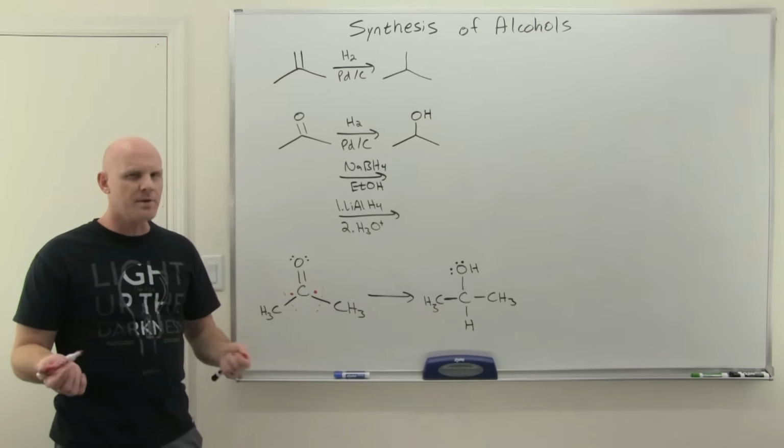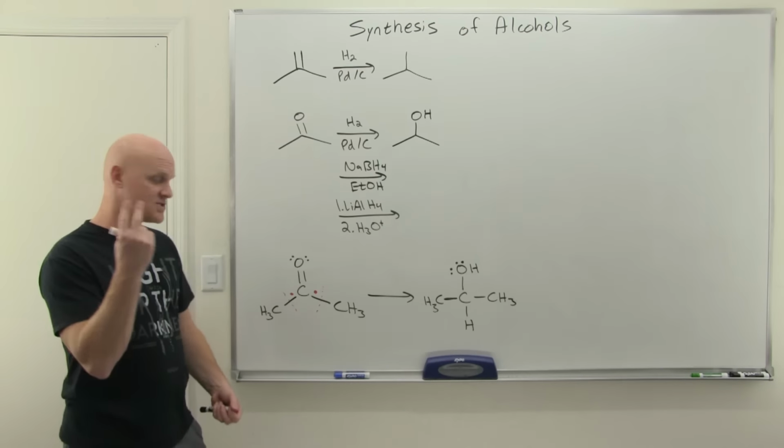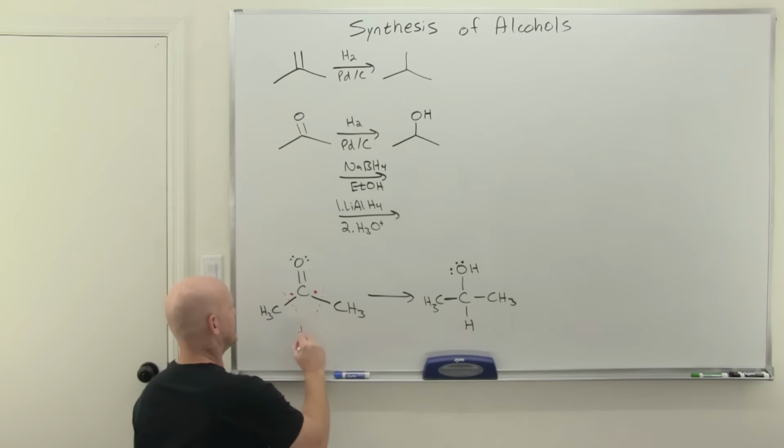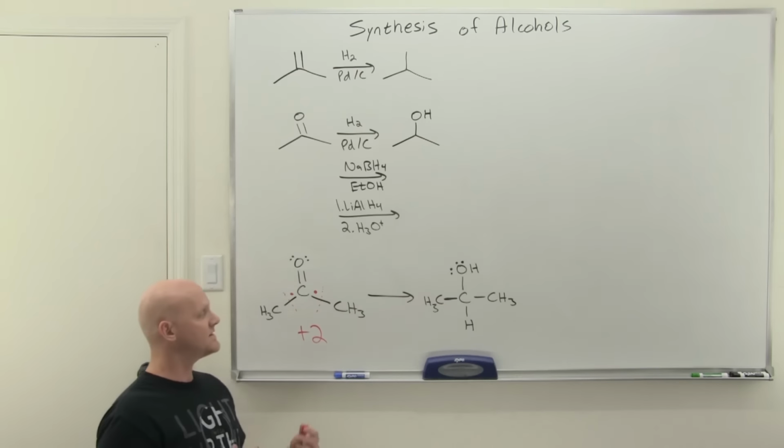Carbon's normal number of valence electrons is 4. If he's only got 2, then he's missing 2, which means he's in the +2 oxidation state. So that's how we define that.